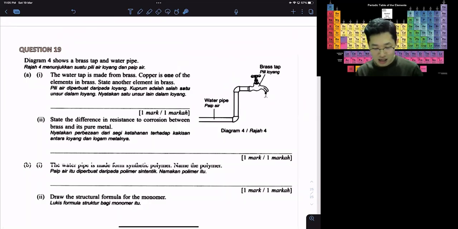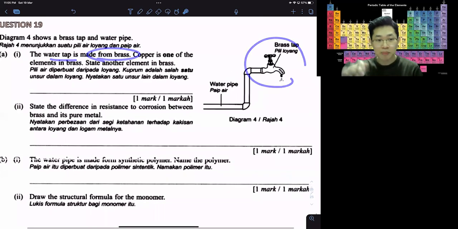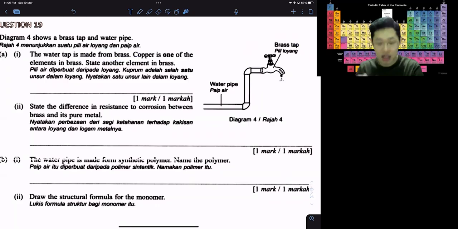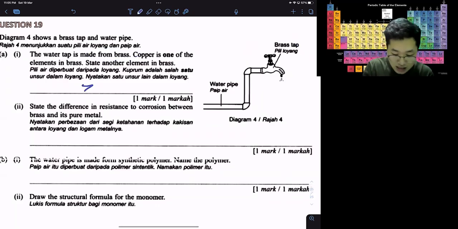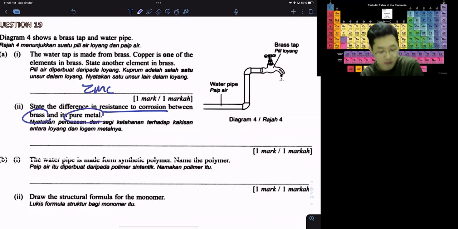Then this is the water tap is made from brass. The 水龙头中置金色 bullet case. The casing of the bullet is also brass. So it's copper and zinc. Very good. One difference in resistance to corrosion between brass and pure metal. Of course, brass has higher resistance than pure metal. That's the difference.